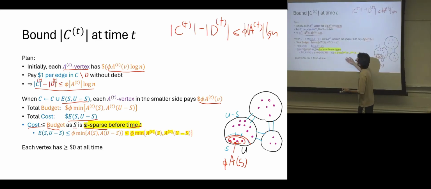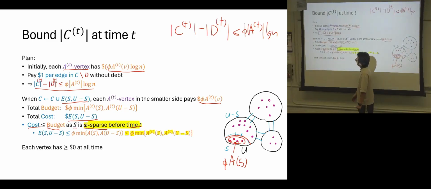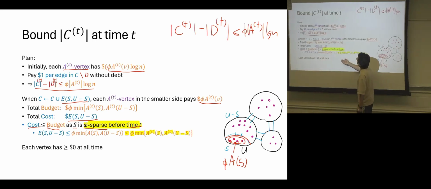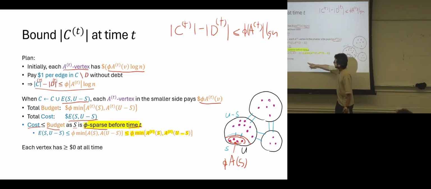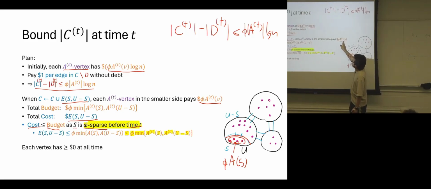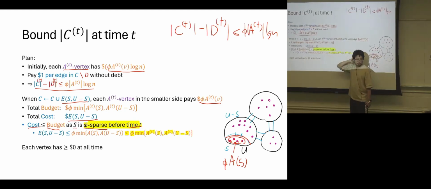Now we have the money to pay for each sparse cut, and we know that each vertex will have money at least 0 at all times, because every time it pays something, it is on the smaller side. It pays this much, but it can be on the smaller side at most log n times.